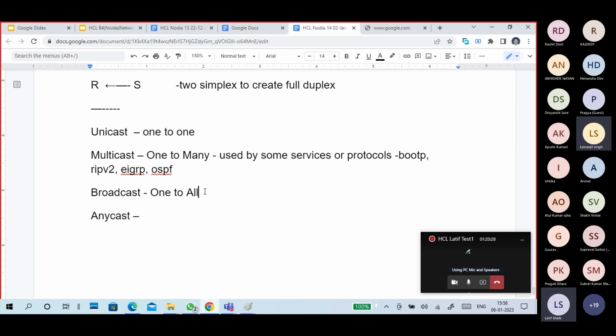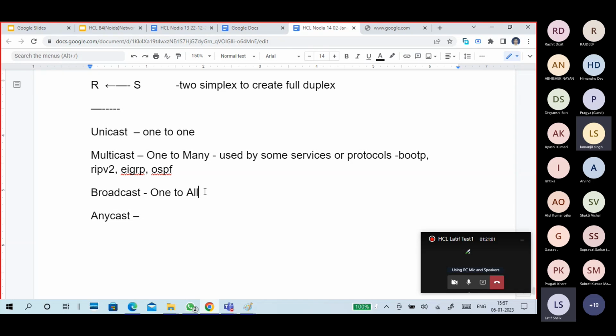Like I want to install an operating system on 10 computers, from one server to 10 computers through the network. So how does it work? It transmits data to the 10 devices using some multicast address. It is used by certain protocols or services, and routing management also uses it.